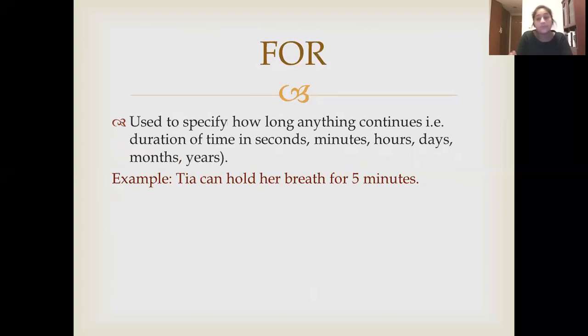And then we have for. This will be used to specify how long anything continues. It can be in any duration of time, that is seconds, minutes, hours, days, months, and even years. So Tia can hold her breath for 5 minutes. So I hope you understood the difference between these prepositions, because we can have alternate uses for some of them, but they do have their own individual usage.